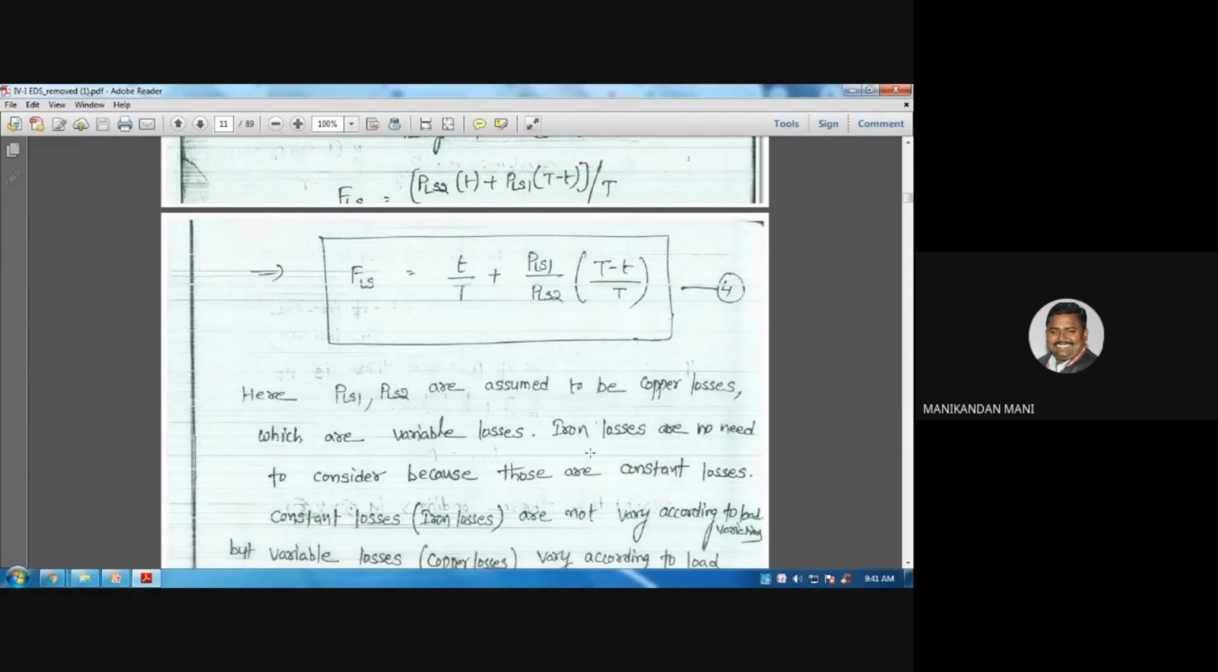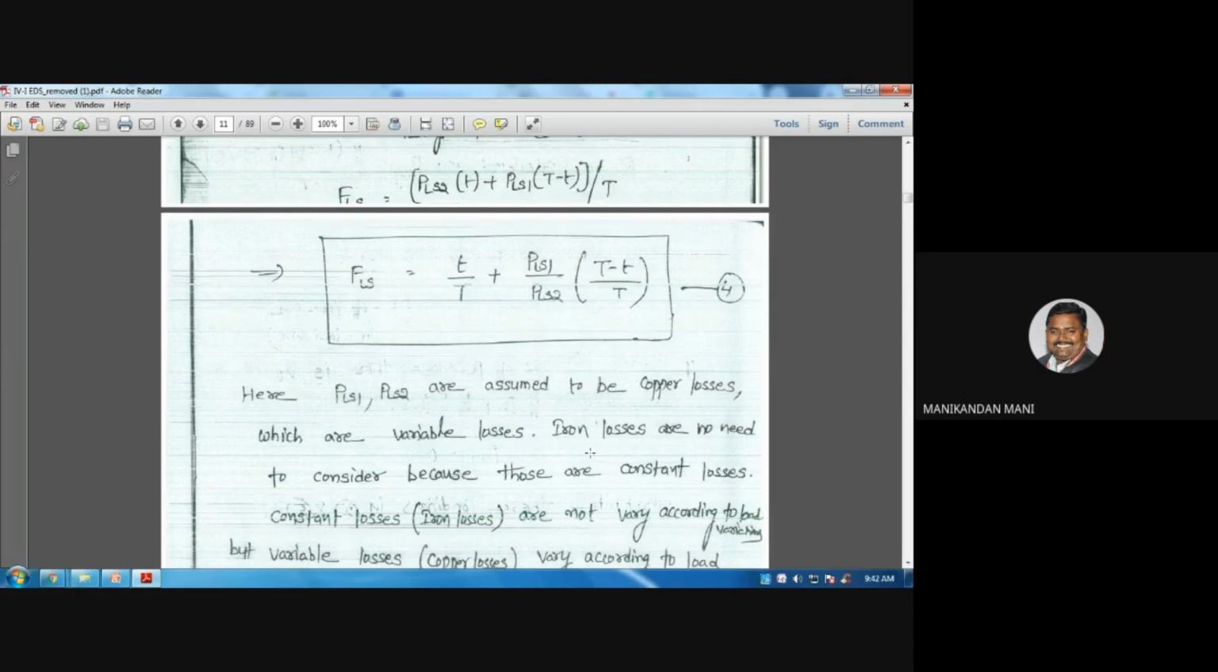So iron losses are no need to consider because those are the constant losses. Iron losses are constant losses. Here we only need to calculate the variable losses, and variable losses, definitely, are copper losses. Okay. So constant losses, the iron losses, are not varying, but the variable losses, the copper losses, vary according to the load variation. So the copper losses are always directly proportional to the square of the load.